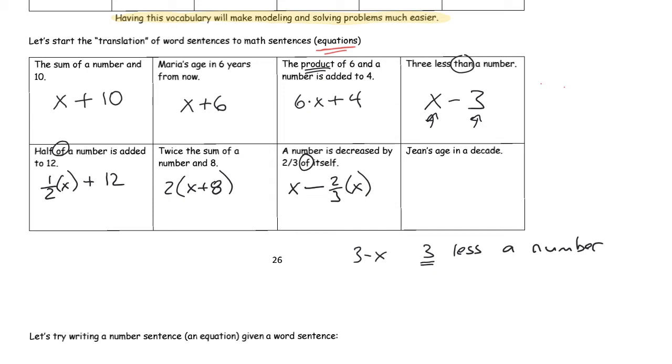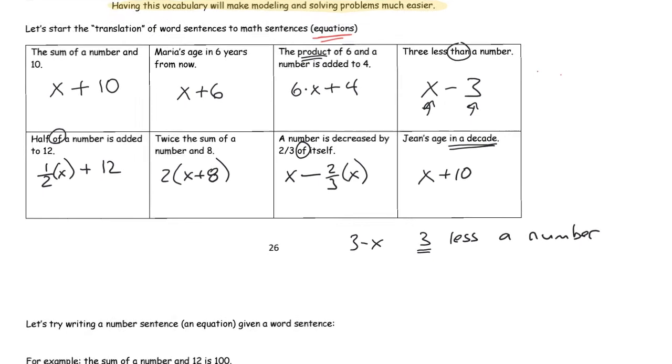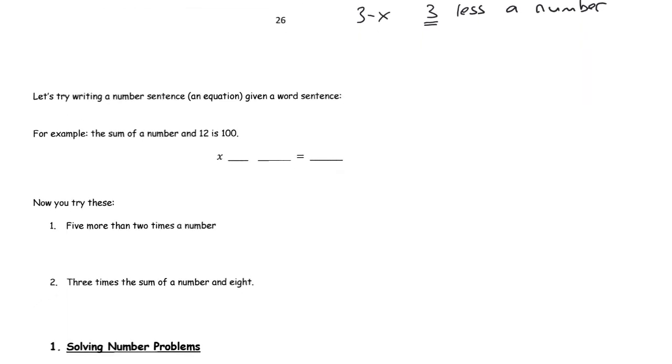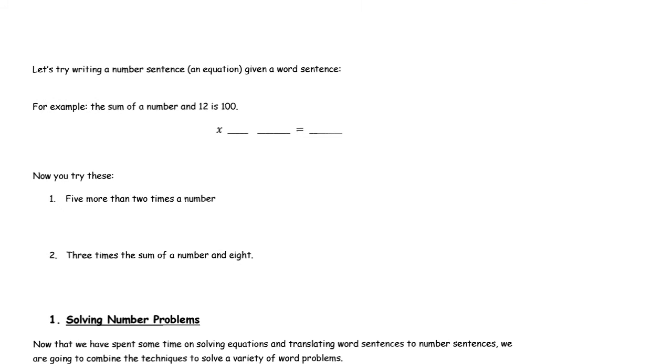And Jean's age in a decade. When we say in a decade, basically that means 10 years from now. So we're going to take Jean's age right now, leave that as x, and add 10 to that. Now, I went through that relatively quickly. That does not necessarily mean that these are super easy. In fact, it's quite common to have people struggle to get their heads wrapped around how that works. So don't feel bad if you are having some issues here.